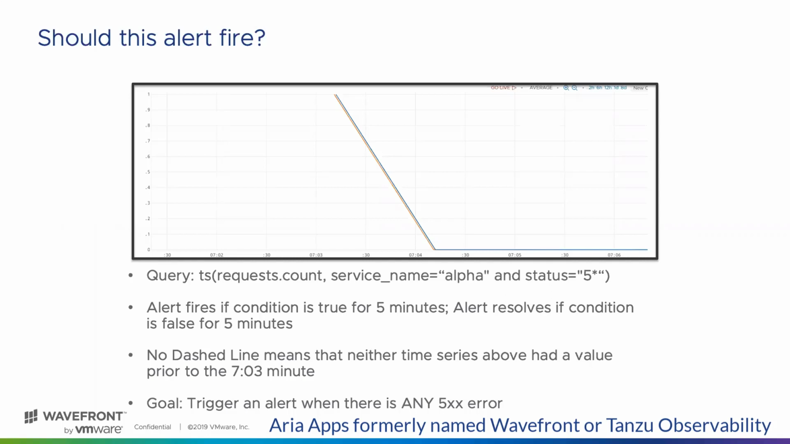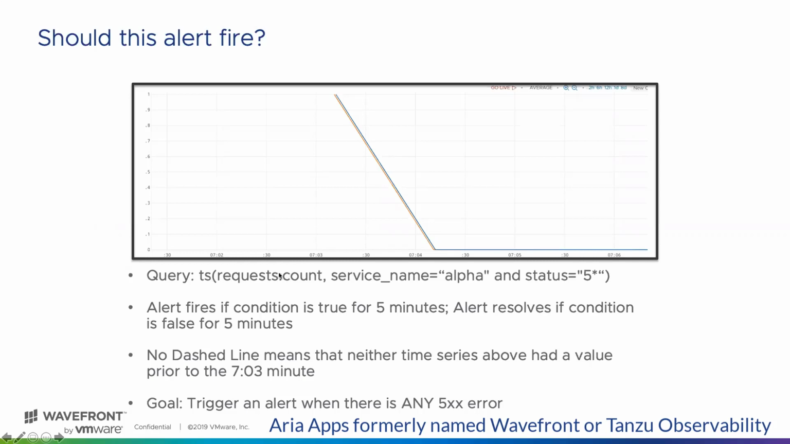If you can give us the kind of human readable goal of what you're really trying to make the alert do, that can be really helpful in terms of thinking how to best model that. And in this case, the goal is trigger an alert whenever there is any 5xx. So even a single one, we want it to trigger. The query was like this. The alert condition is if it's true for 5 minutes, fire.